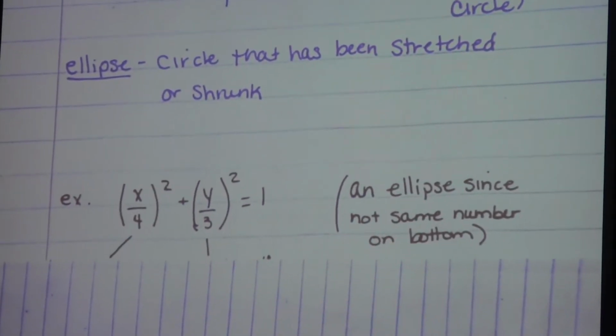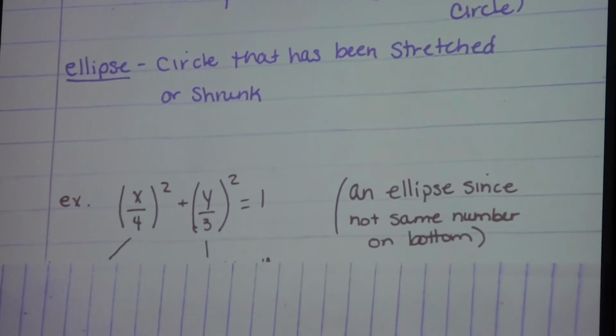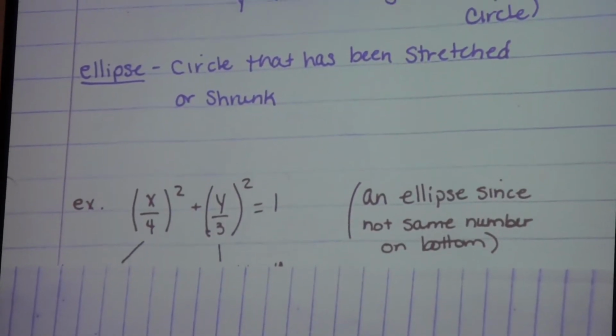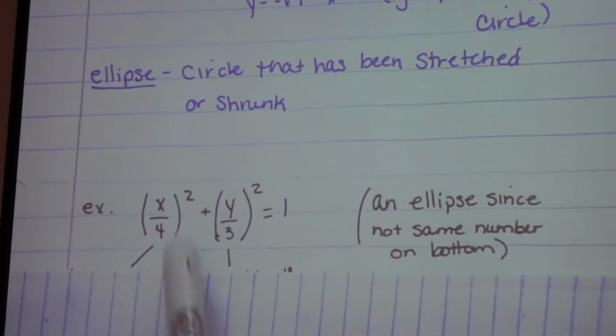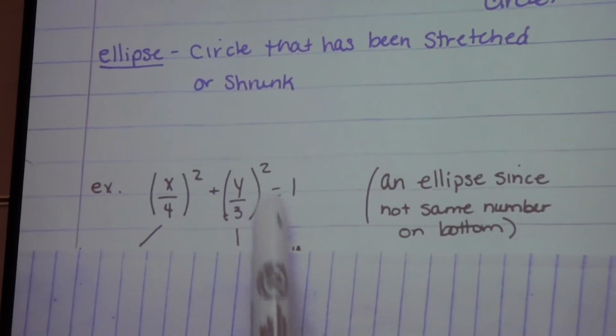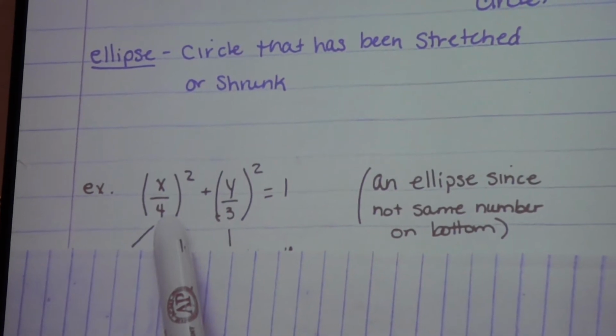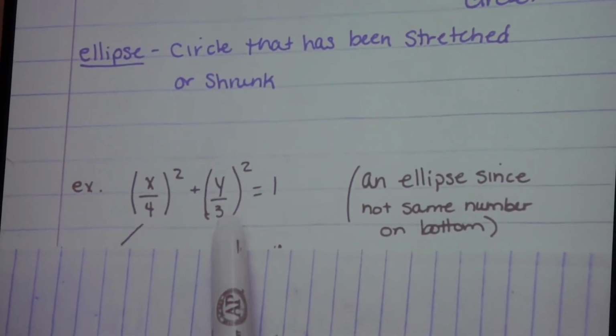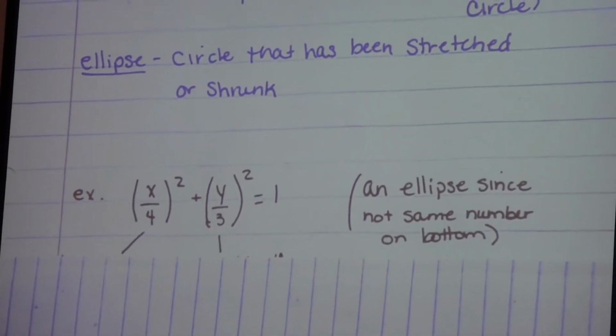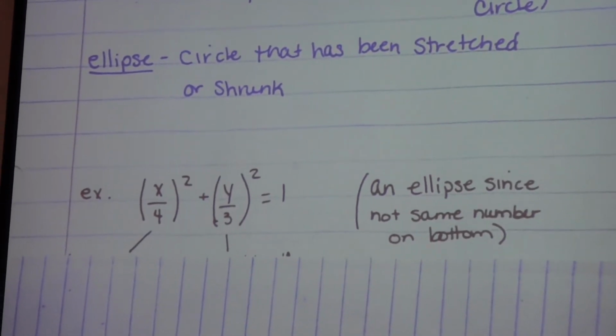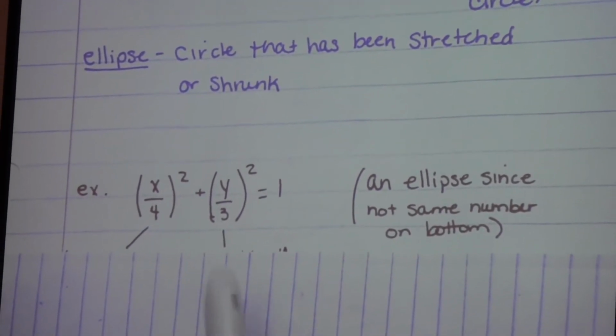And to make it long in one direction or the other, they're going to take that exact same formula they had for the circle, the x squared plus y squared equals 1, and we're going to add a number, a stretch number, on the bottom of the x and the y. It could be a 1, it could be anything. And that's just going to tell us how far we stretch in each direction.